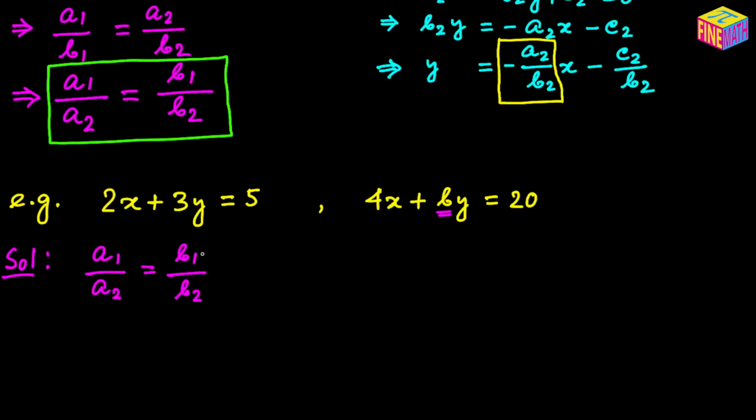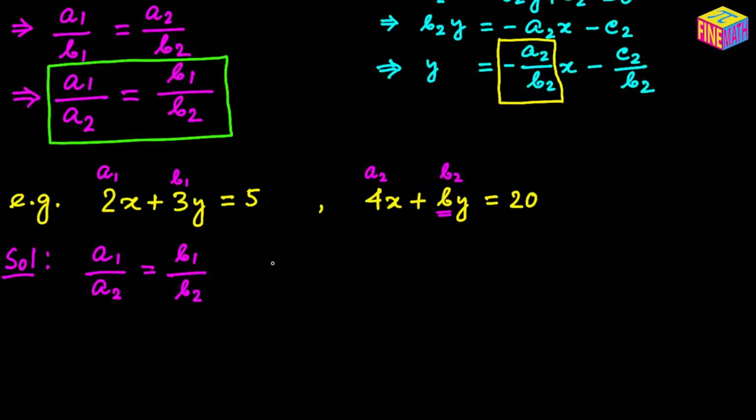And in this case, what is a sub 1? Let me write down right here. This is our a sub 1, and this positive 3 is our b sub 1, and similarly this is our a sub 2 and this is our b sub 2. And of course we don't have the c on the left hand side. If we bring them over, then this positive 5 will become negative 5, that will be c sub 1, and positive 20 will become negative 20, that will be c sub 2. But again, for our condition we don't have the c portion. We are only interested in a and b, the coefficients of x and y. So let's not worry about the constant term.